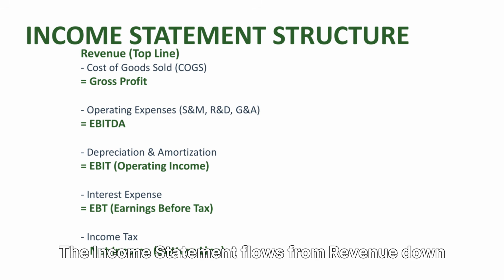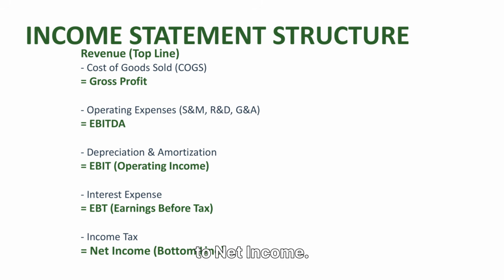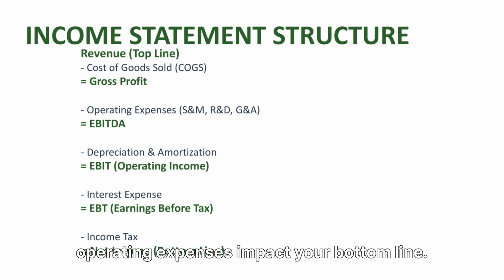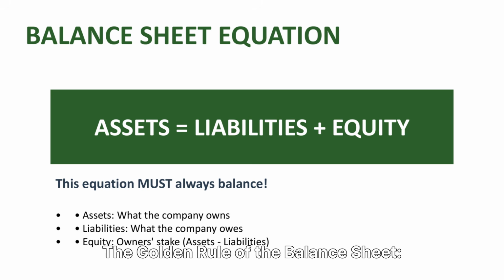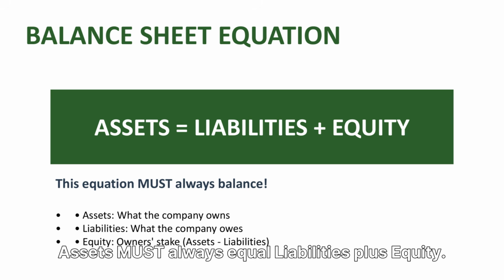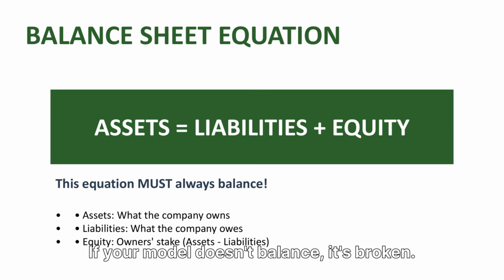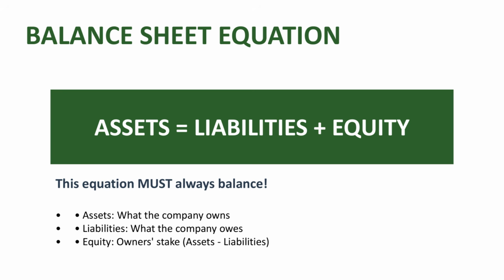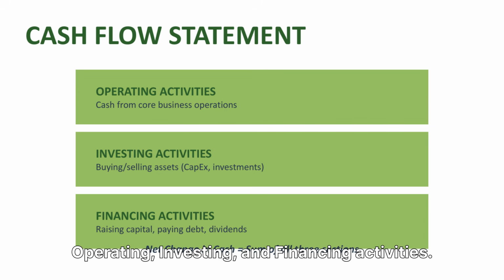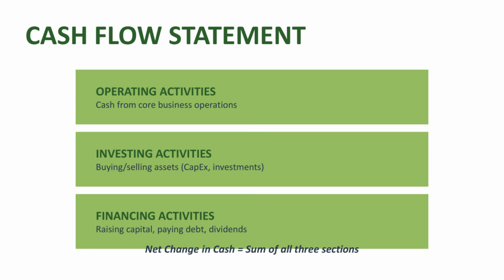The income statement flows from revenue down to net income. It's crucial to understand how COGS and operating expenses impact your bottom line. The golden rule of the balance sheet: assets must always equal liabilities plus equity. If your model doesn't balance, it's broken, period. The cash flow statement is divided into operating, investing, and financing activities. This is where we track the actual movement of cash in and out of the business.